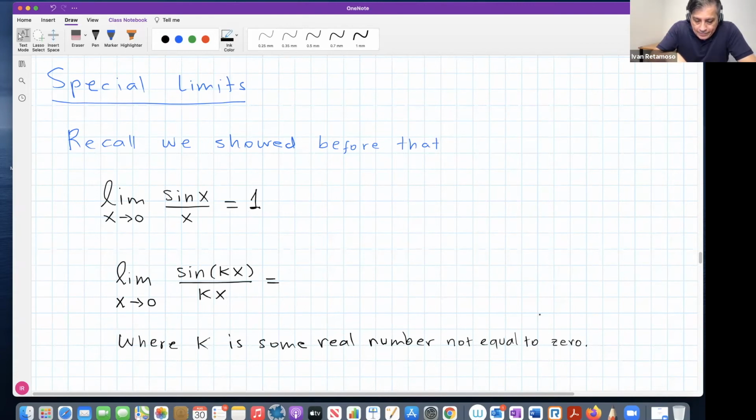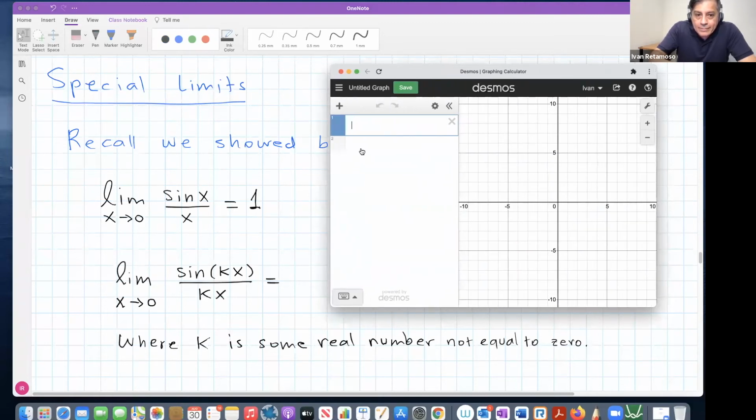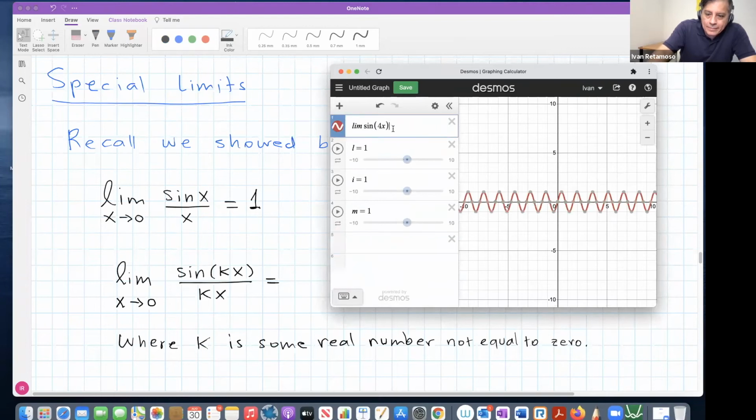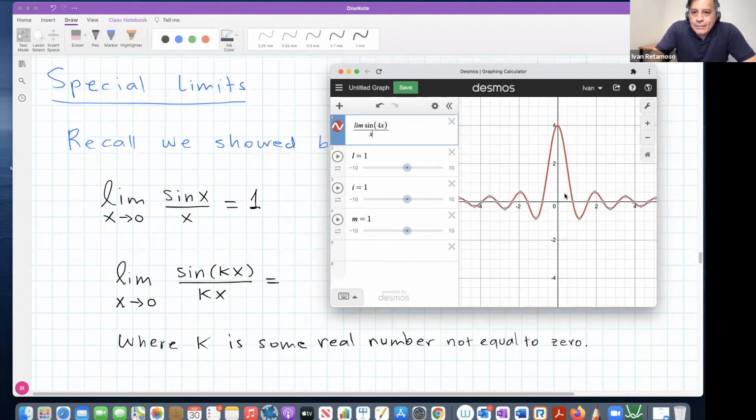Let's see. So again, let me use our Desmos graphing calculator and let's explore that. I encourage you guys to play around with this tool because it will help you understand all the facts that we're going to get and also to verify your knowledge, to check. Let's see. I want k to be, let's say, suppose k is 4. 4x over x. Look at the graph. Look at the graph again.